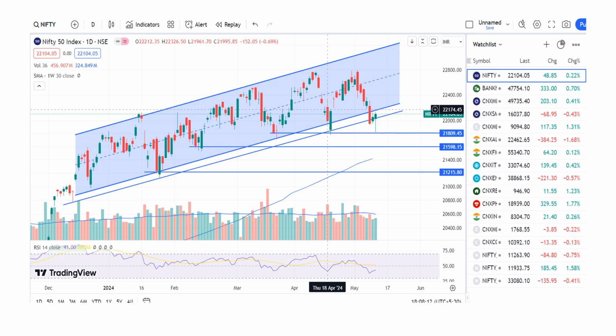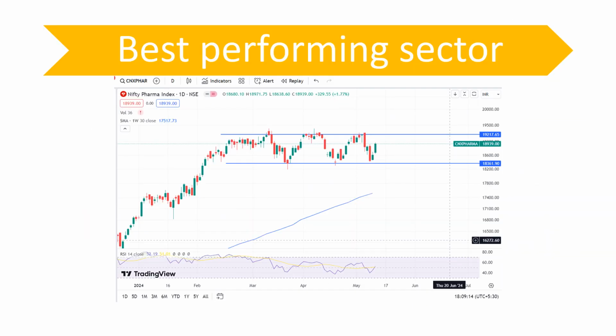Looking at the best performing sector, pharma, which is considered a defensive sector, saw a decent up move of 1.77% intraday. This sector continues to move in a consolidation range. Once the range is taken out, we can expect a decent up move in the pharma stocks as well. Today it did the best amongst all the sectors.